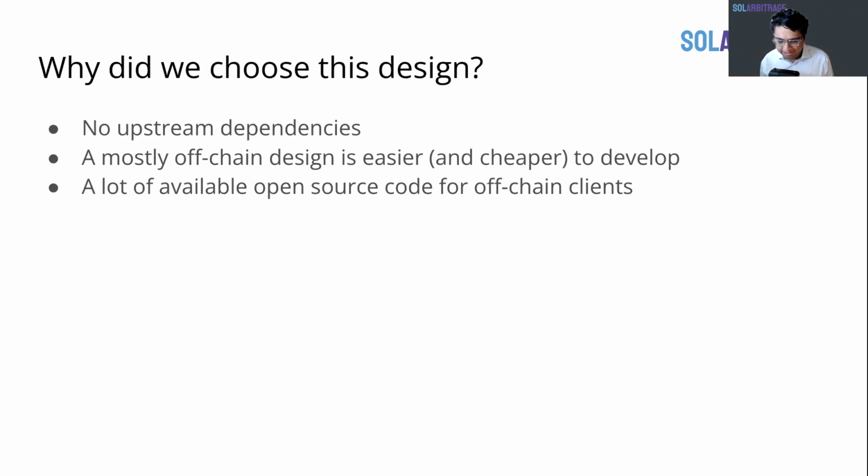We also decided to go with a mostly off-chain design. This was easier and cheaper to develop. The one on-chain component we do have is a really small smart contract, but it still costs 0.3 SOL to deploy. With the off-chain solution, we can use languages we're more familiar with, and we can rely on the open source community for a lot of this code, as there's a lot of TypeScript out there.